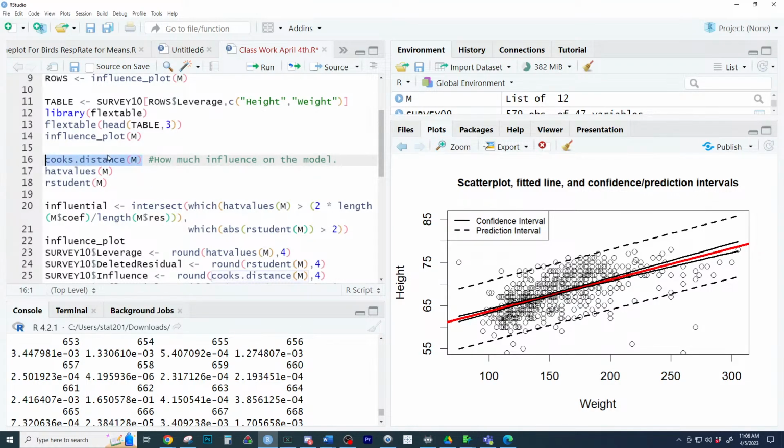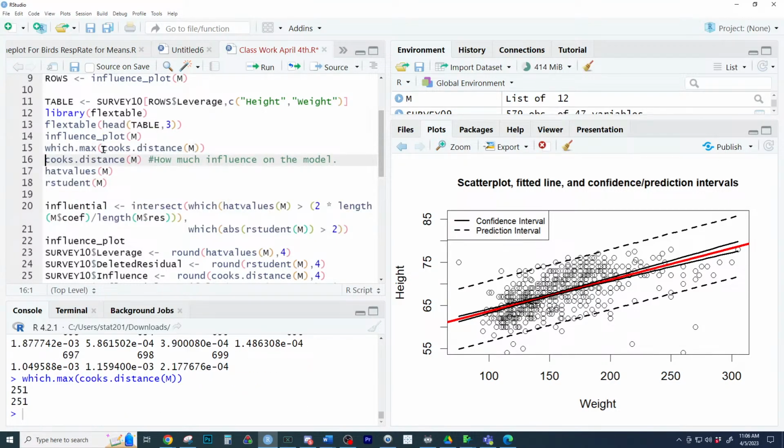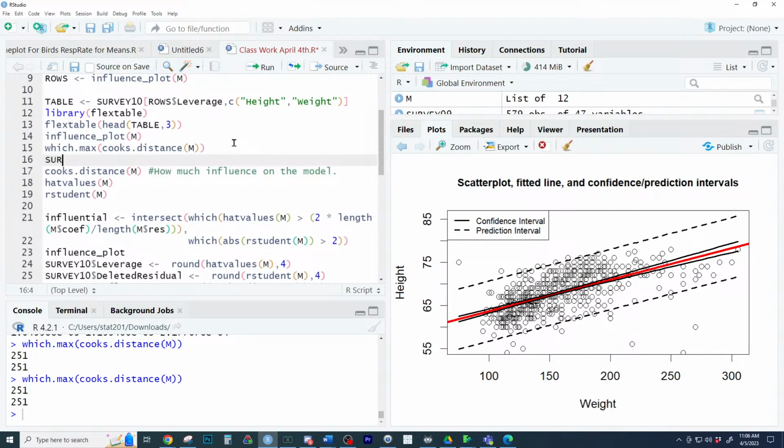You can do which.max and find out which of these is the maximum Cook's distance. I don't know why it's reporting it twice for me right there. Oh, because it's row 251 and it's 251. So it is row 251, and we'll see more on that in a moment, but that seems to probably be that one right there. And what I could do if I want is actually look at that, and we could confirm it's that individual.